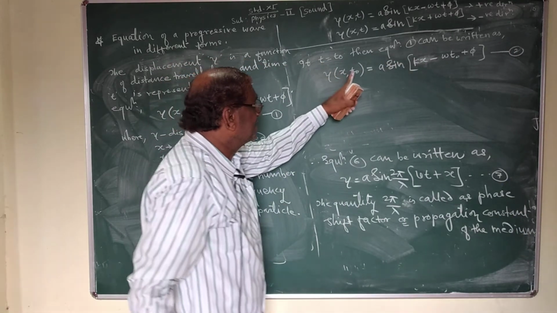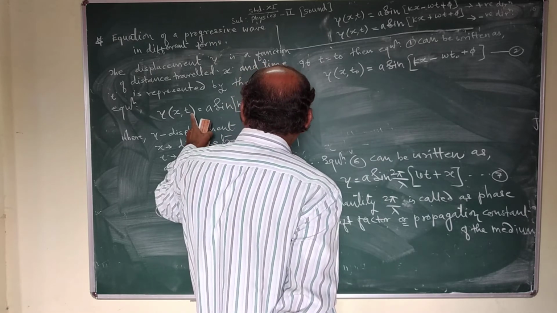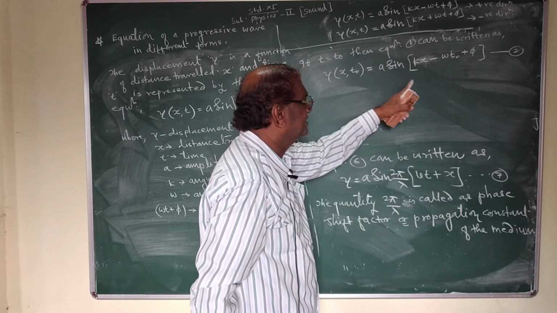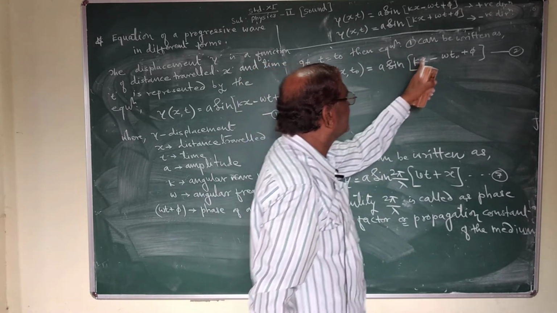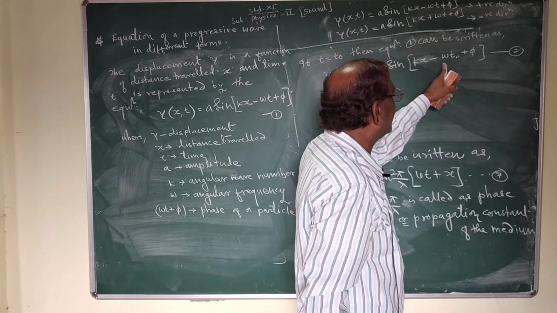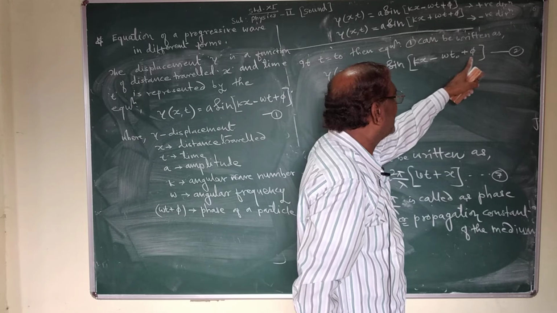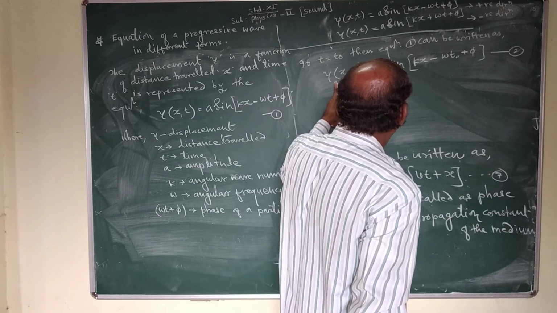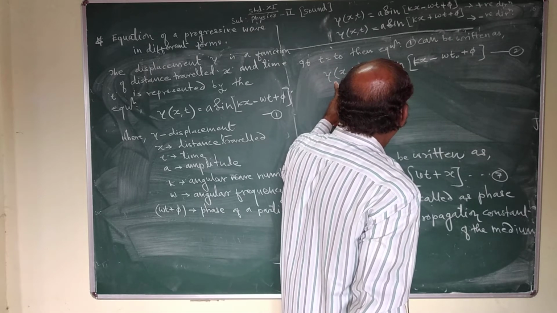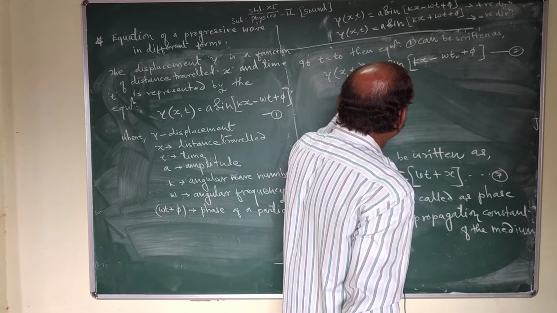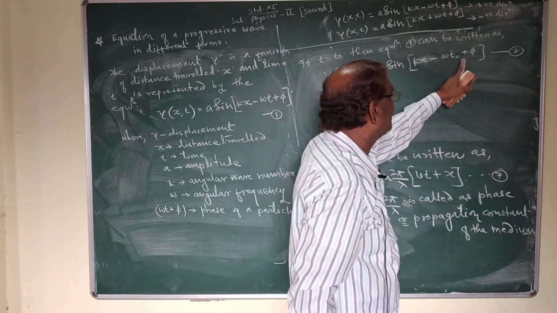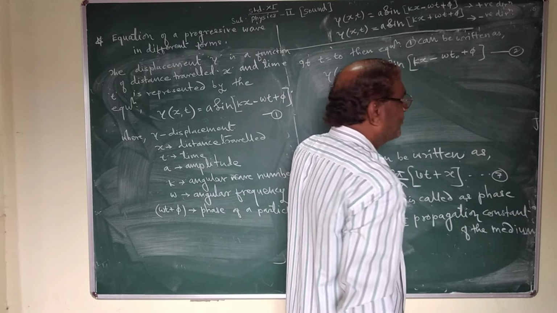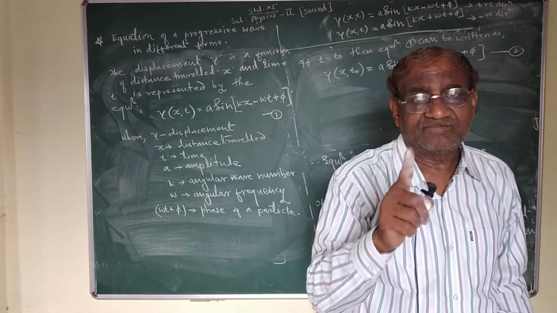If t is equal to t0, then because kx is constant, kx minus omega t0 plus phi is a constant term, and this displacement varies as sine of this term. Therefore, this sound wave performs simple harmonic motion.